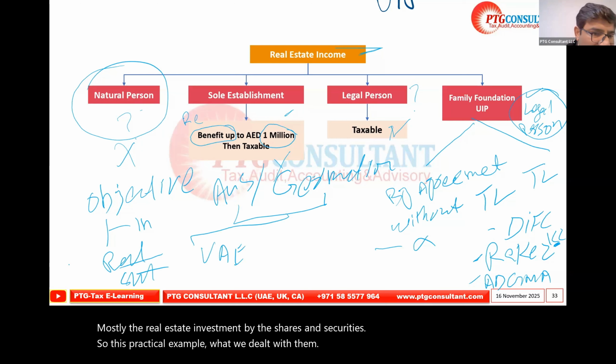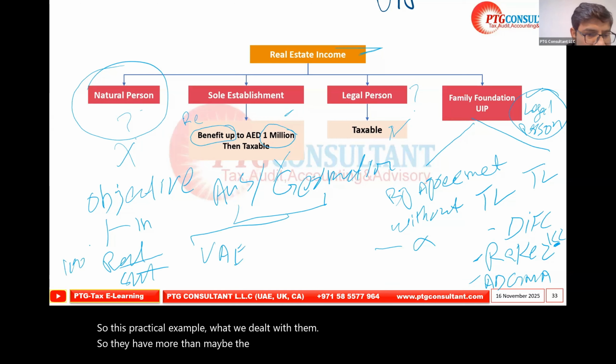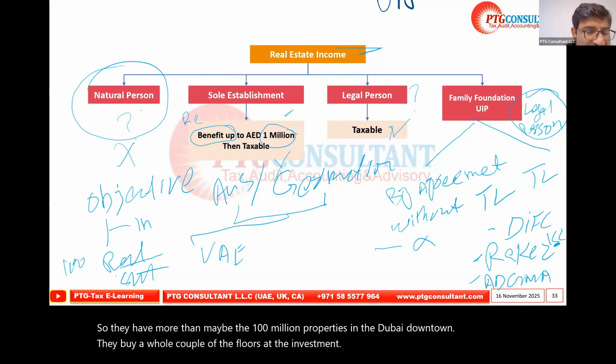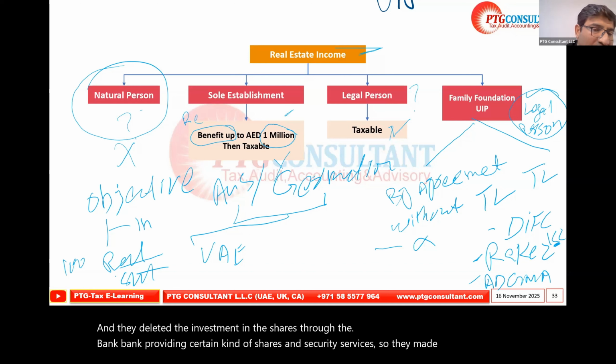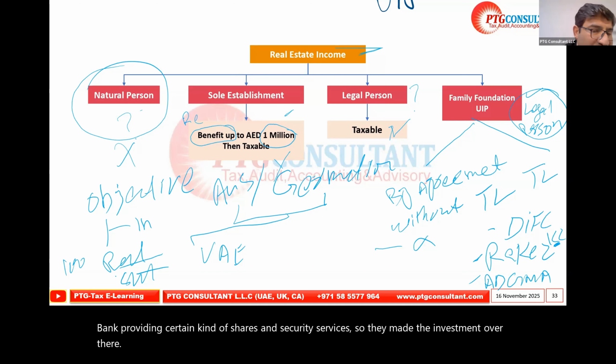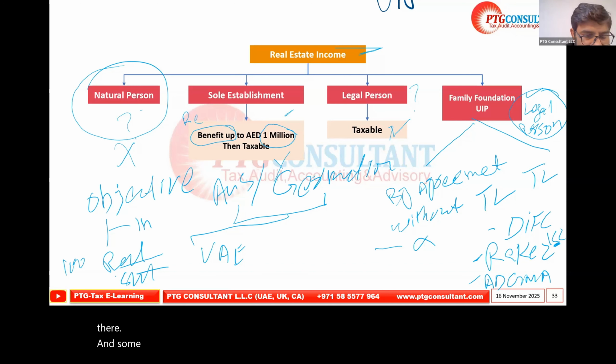They have maybe more than 100 million in properties in Dubai Downtown. They buy a couple of whole floors as an investment, and they invest in shares through the bank. The bank provides certain kinds of share and security services. So they made the investment over there, and they have some offline properties as well. But this is a family foundation through the DIFC.